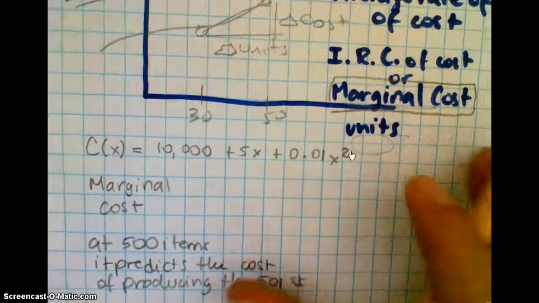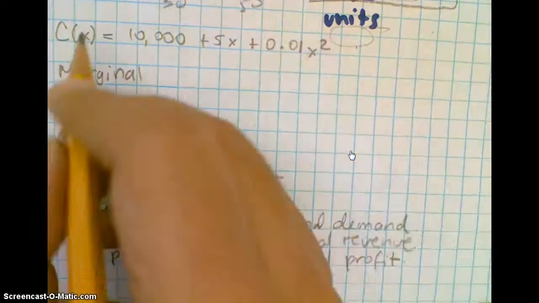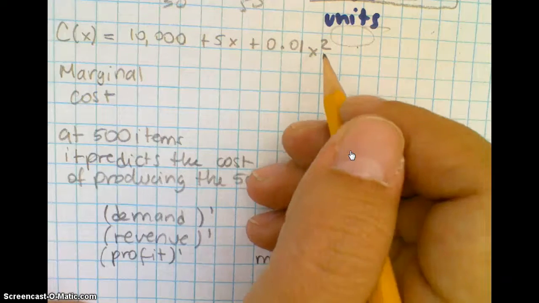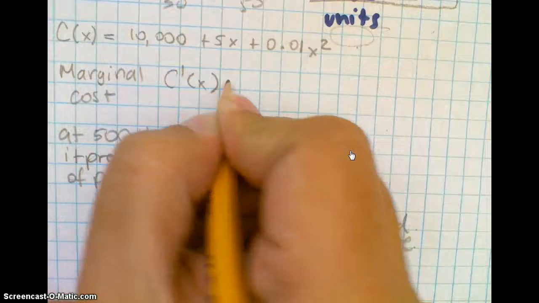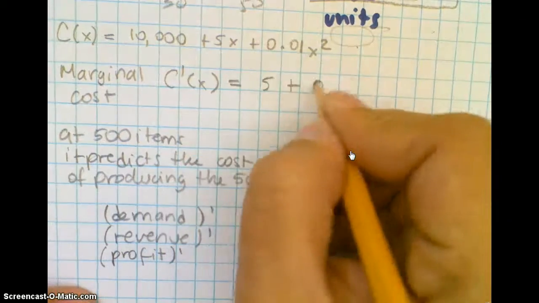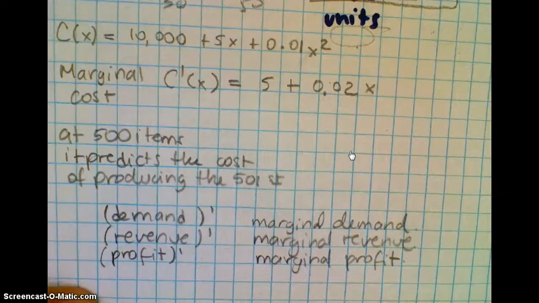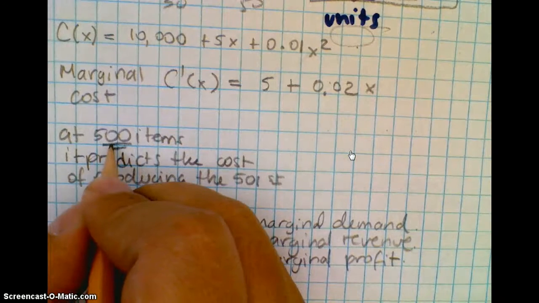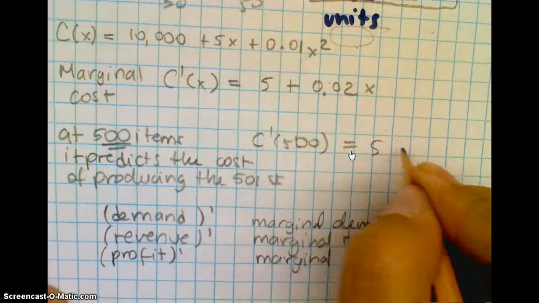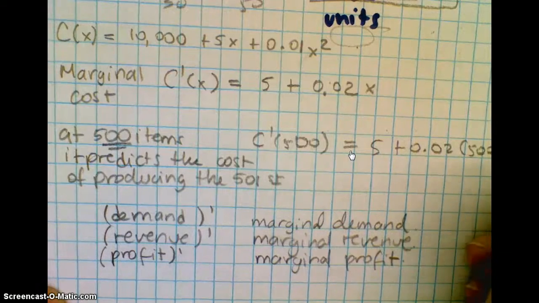So for example, let me give you an example with numbers, because I know that you love numbers just as much as I do. I have a cost function, and it's a quadratic, and marginal cost will be the derivative. So let's just take the derivative very quickly. The 10,000 becomes 0, 5x becomes 5, plus double of 0.01, which will be 2x. So after producing 500 items, what would this mean? C prime of 500 will be 5 plus 0.02 times 500, and that will be 15.